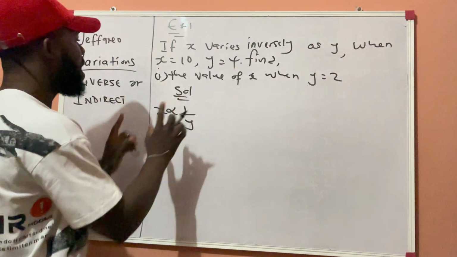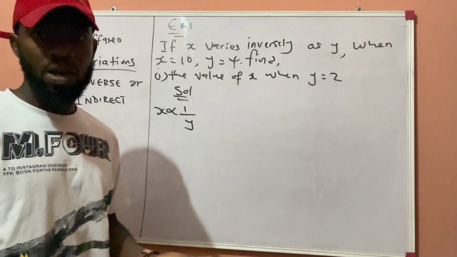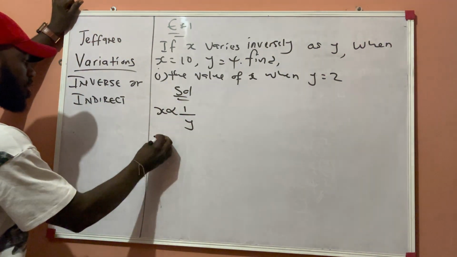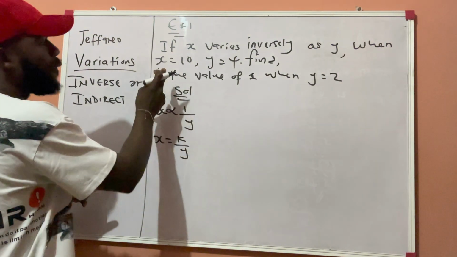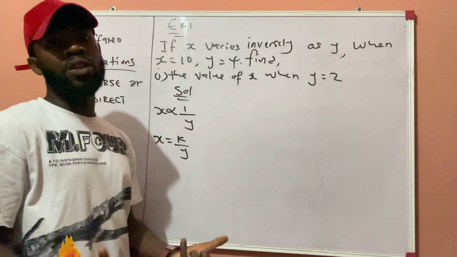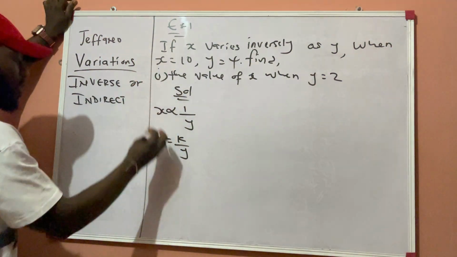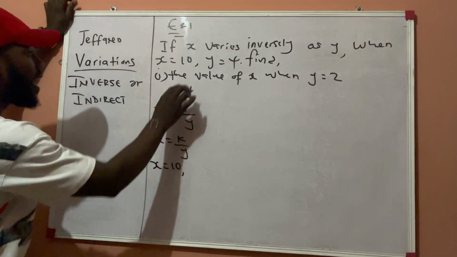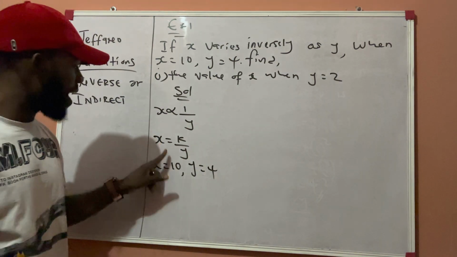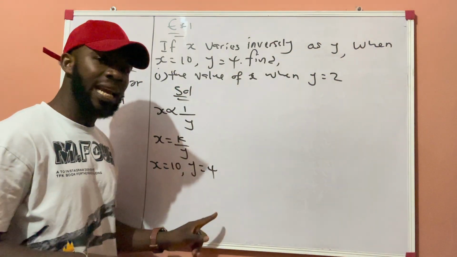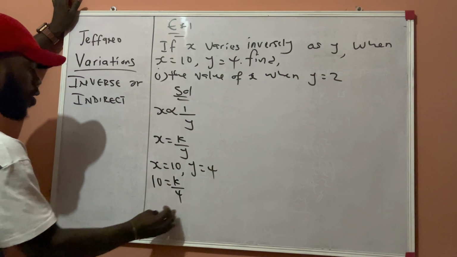Now that we have brought out the question, what do we do? We introduce our constant of proportionality, which is k. So here becomes x is equal to k over y. You will notice that the value of x and the value of y were given initially. Why? It is for us to get the value of our constant. What was x? x was 10 and y was 4. Anywhere I see x, I give the value of 10, and anywhere I see y, I give the value of 4. So here becomes 10 is equal to k over 4.